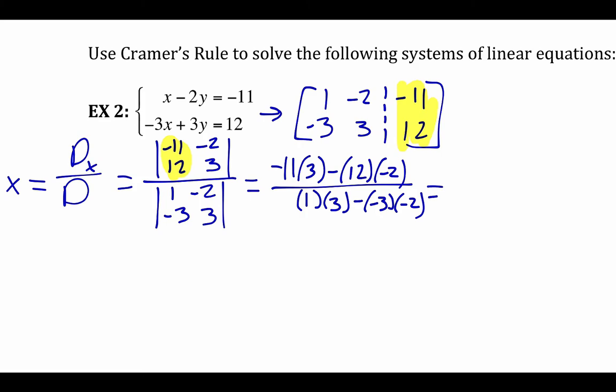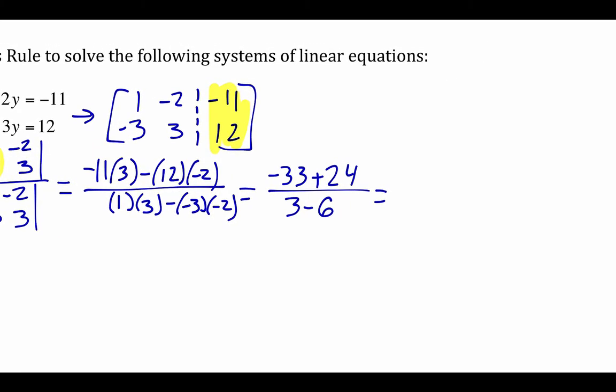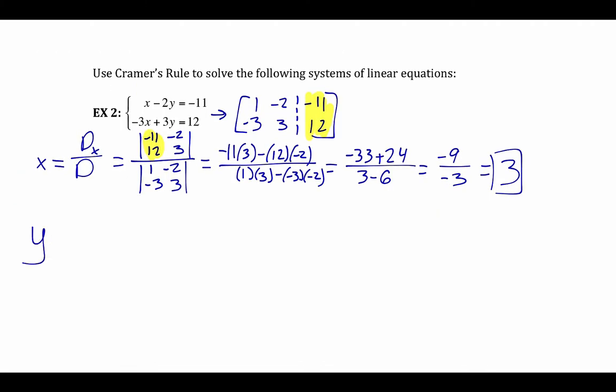Cleaning that up a little bit, we got negative 33, and then minus 12 times negative 2. Well, 12 times negative 2 is negative 24, so that's plus 24. In our denominator, we've got 3 minus negative 3 times negative 2 is positive 6, so it's 3 minus 6. Negative 33 plus 24 is negative 9. 3 minus 6 is negative 3, and negative 9 divided by negative 3 is 3. That's not too bad.